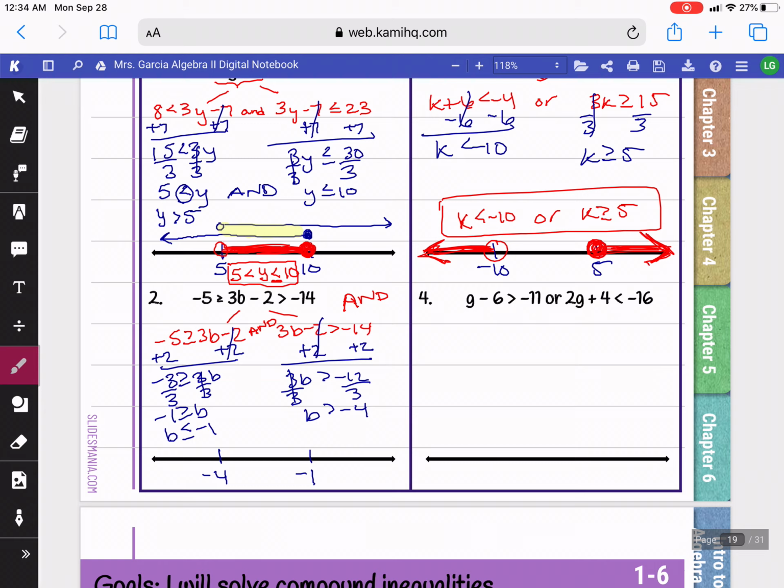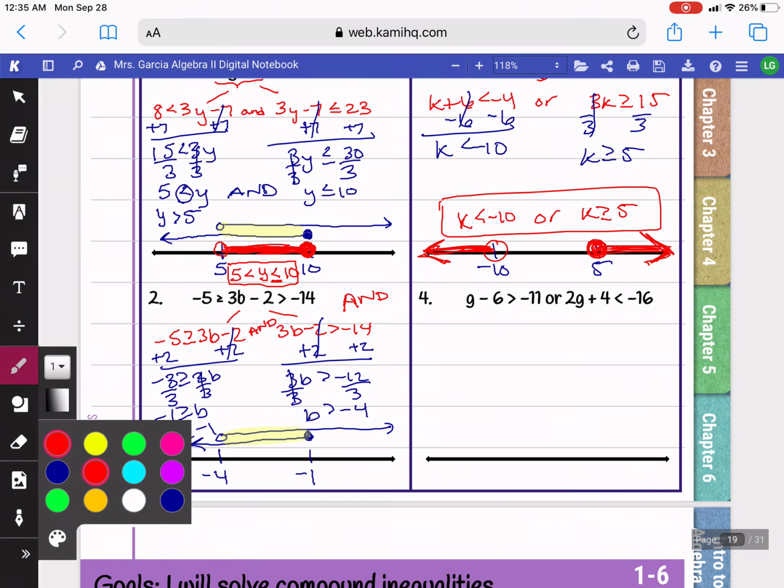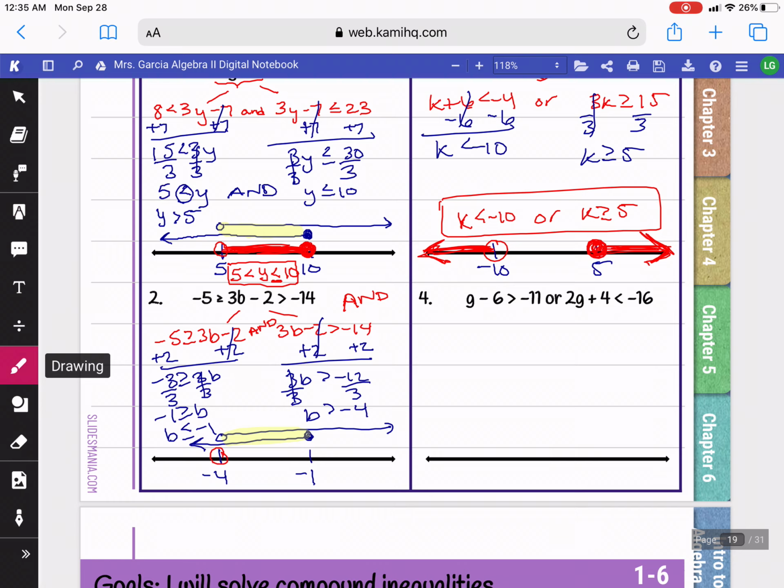So b is less than or equal to -1 would have a shaded circle to the left. And b is greater than -4 would have an open circle to the right. You only want to see where they intersect, or what they have in common. So that would be between -4 and -1. So my final number line will have an unshaded circle at -4, a shaded circle at -1, and we will shade everything in between. Again, this is because this is an and problem.